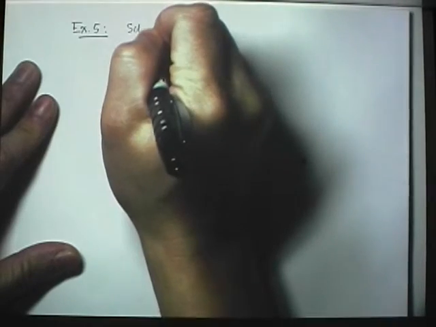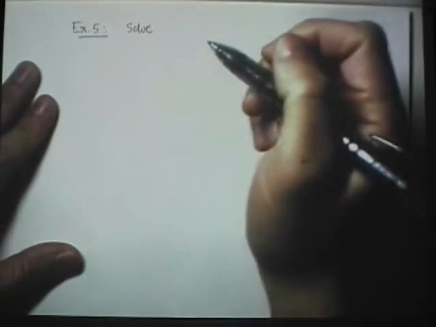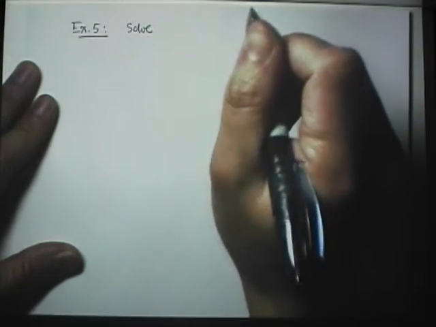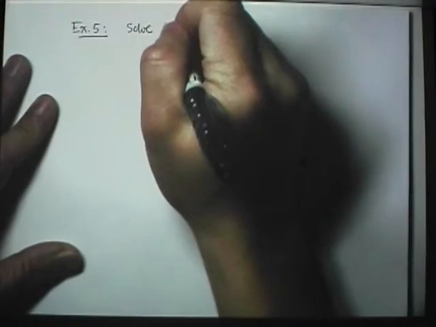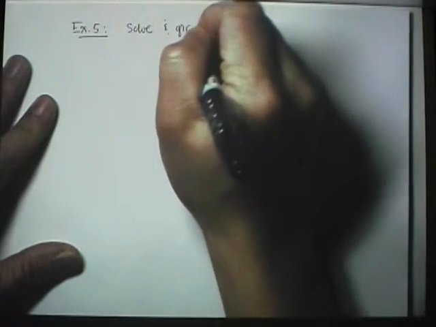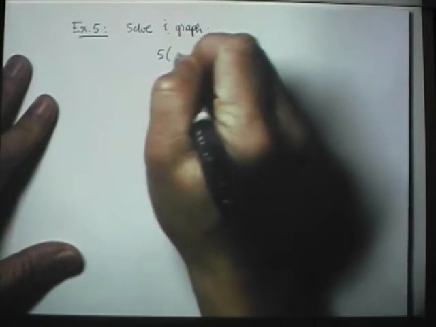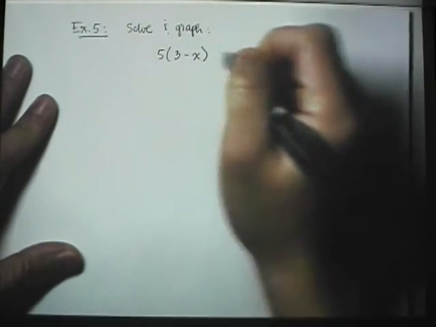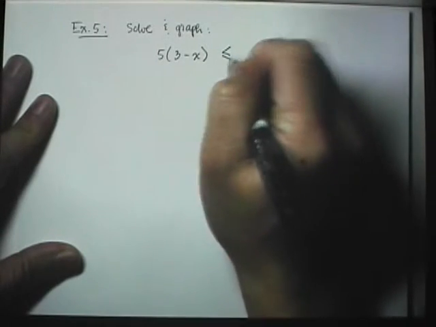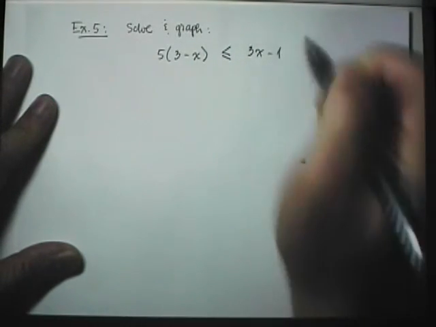And in example number 5, once again, each time we're looking into a new example, you can see that the problem is growing a little more and a little more challenging. However, as long as you carry out the steps with the proper properties of inequality, things should be all fine for you. So here, once again, we want to solve and graph the inequality. And what I have here is 5 times quantity 3 minus x, less than or equal to 3x minus 1.